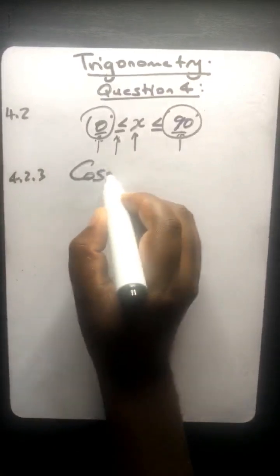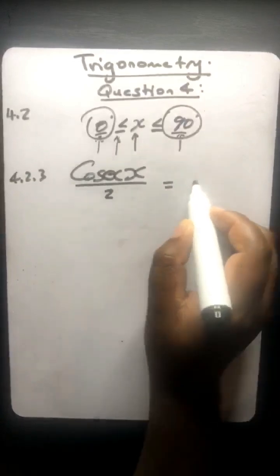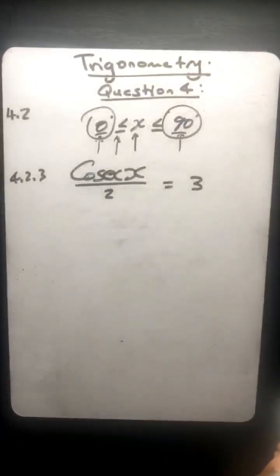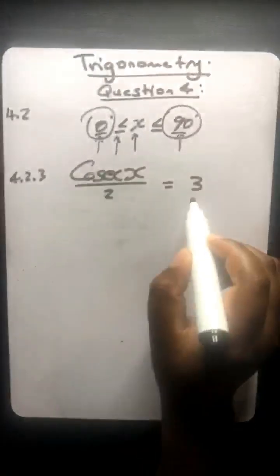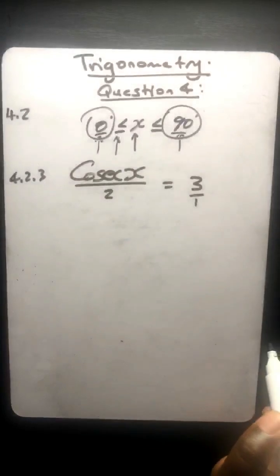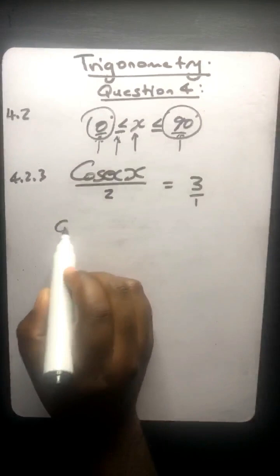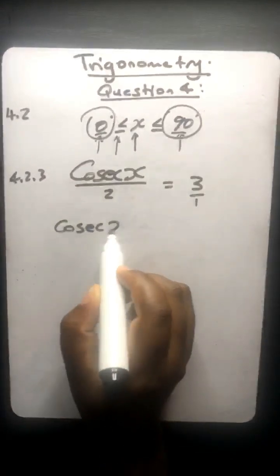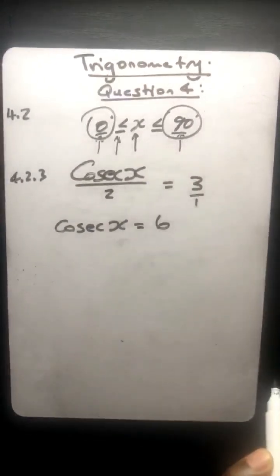4.2.3, we've got cosec x over 2 divided by 3. This is what you always want to try and do: remove the brackets. How are you going to do that? Since there's a fraction this side, let's fractionalize that side and then we cross multiply, meaning that times that. You are having cosec of x, which equals that times that, I think that is 6.